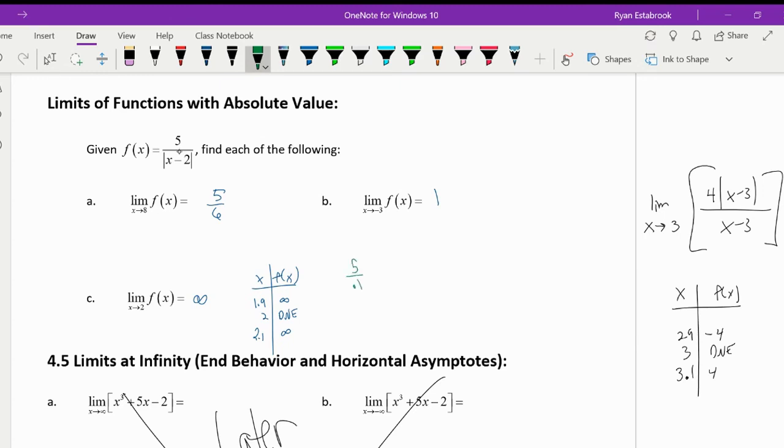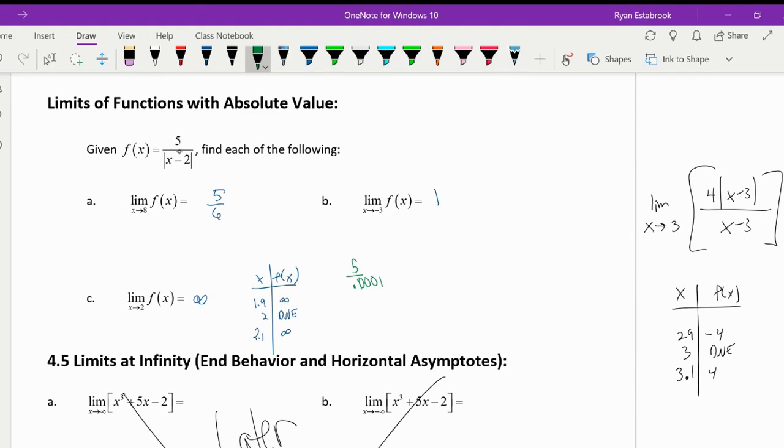5 divided by 0.1 is 50. I could get even closer and closer, 1.99, 1.999. These are going up without bound. We have a relatively large number divided by eventually some really, really small numbers that's going to be infinite.